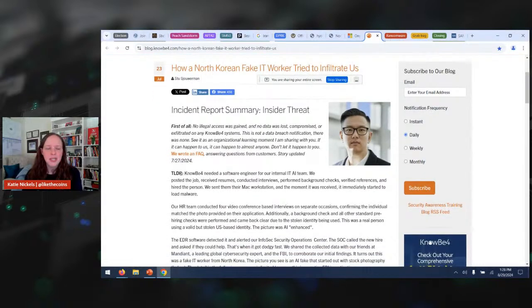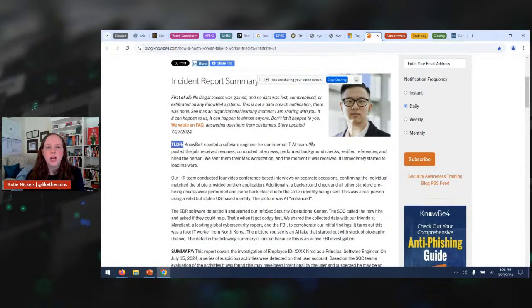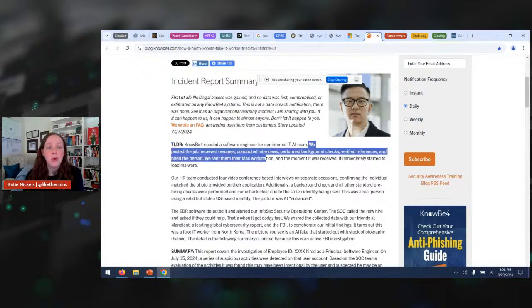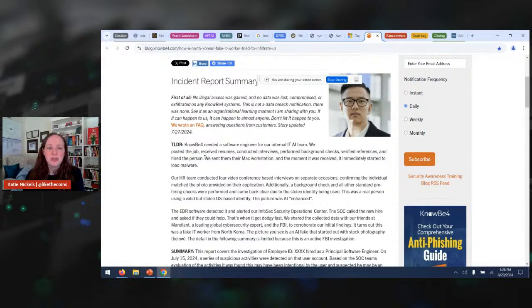So TLDR, I really like a bottom line up front, a too long didn't read. KnowBe4 actually hired someone that later they assessed was actually a North Korean actor. So what's really fascinating is the process that this person went through, right? They interviewed, they did background checks, references, etc., and actually hired this person. Then after they sent them a laptop, found there was malware on it. Malware started to get downloaded.